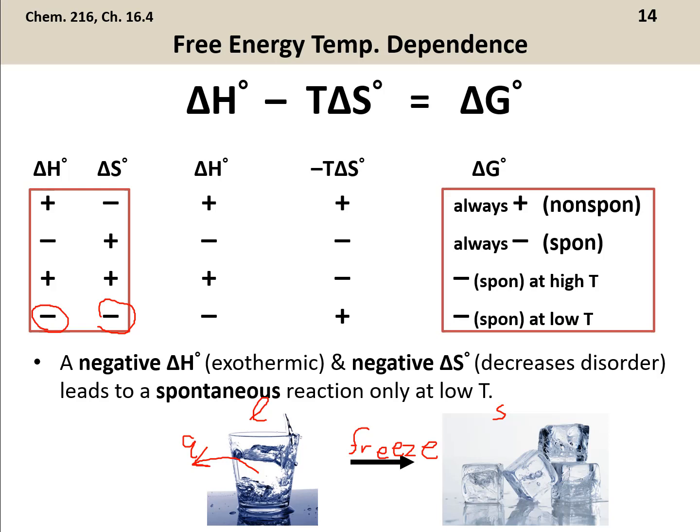Okay? So this negative term makes delta H negative. The negative delta S means this negative T delta S term is positive. So this will be spontaneous, or delta G will be negative, only when this term right here, this T, is really low. So this reaction is only spontaneous at low temperatures. Well, we know that to be true. Because if I have water and I want to freeze it, what do I do? I put it at low temperatures, and then it will spontaneously freeze.